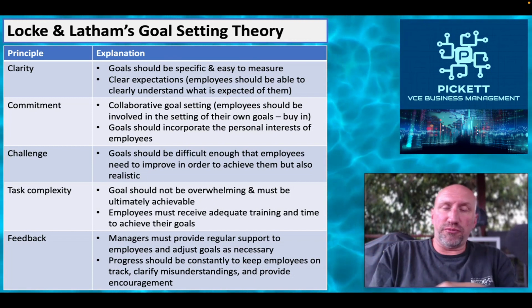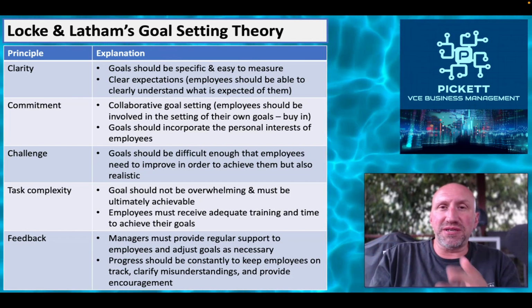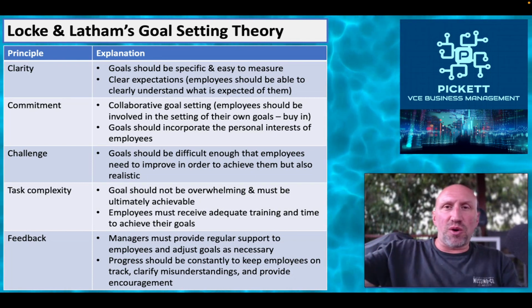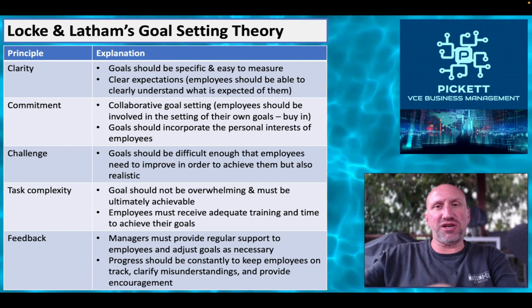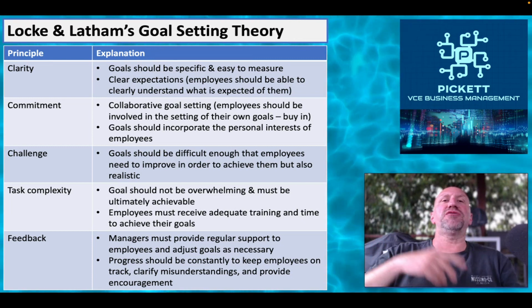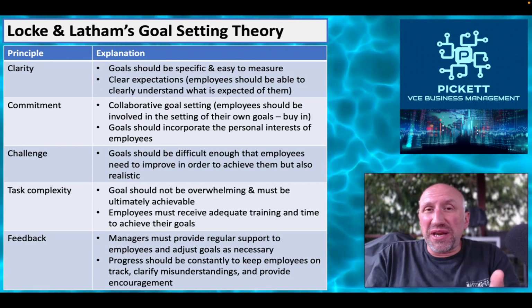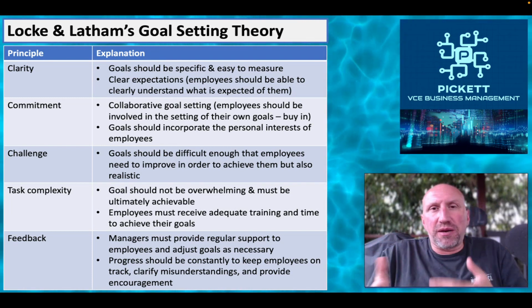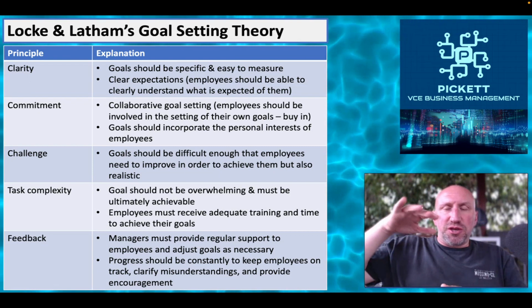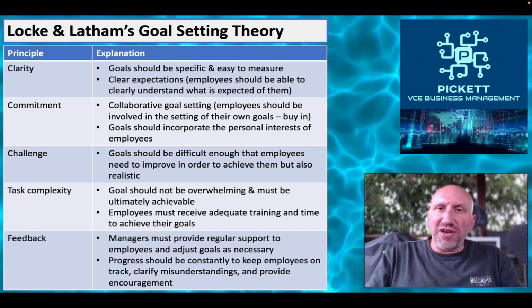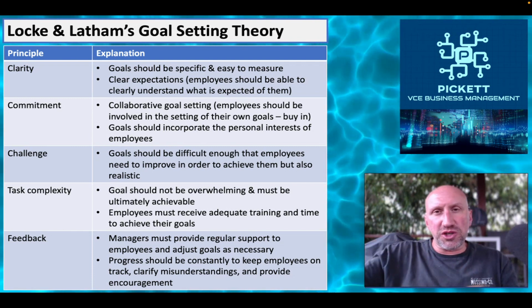So this final principle, feedback, what we're saying here is we don't then walk away from that meeting and meet again in 12 months to see if we've achieved that goal. We need to regularly catch up with the employee. It might be monthly, it might be quarterly, whatever makes sense, to be measuring as we go, to provide feedback. So this is the goal we've got to achieve over 12 months.